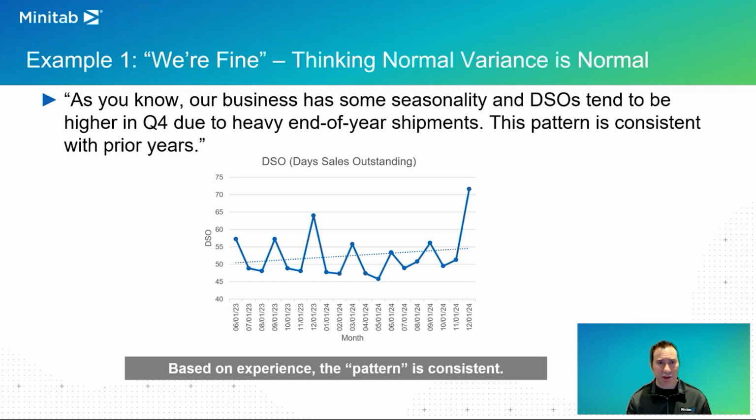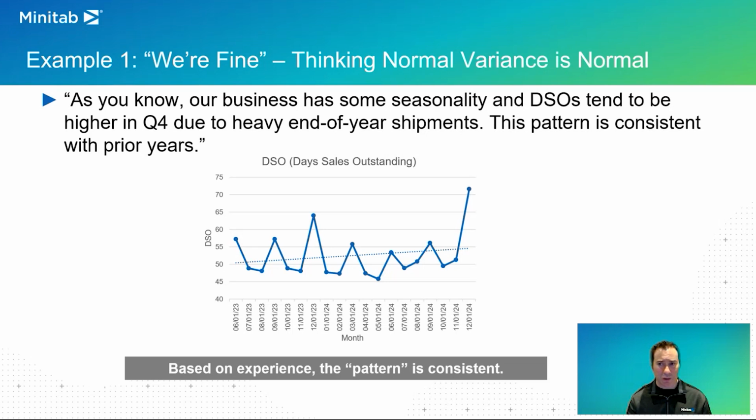I've changed them a little bit so that I'm not taking exactly, but these are real life examples. So let's take example 1. A CFO goes to the boardroom or they go to their investors and they think, hey, look at that chart, DSOs spiked. And you can see the quote, "As you know, our business has some seasonalities and DSOs tend to be higher in Q4 due to heavy end of year shipments. This pattern is consistent with prior years."